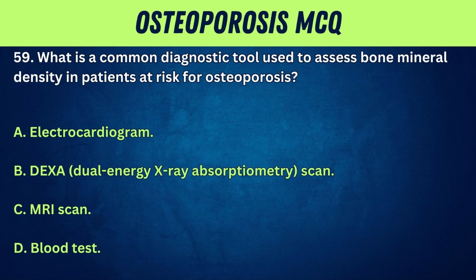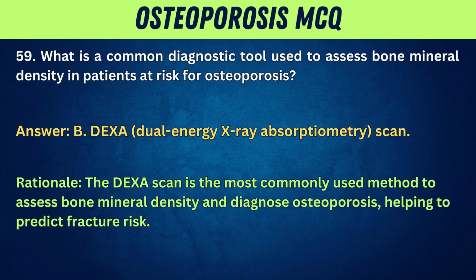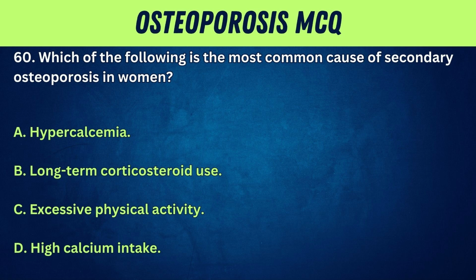59. What is a common diagnostic tool used to assess bone mineral density in patients at risk for osteoporosis? A. Electrocardiogram. B. DEXA, dual energy X-ray absorptiometry scan. C. MRI scan. D. Blood test. Answer. B. DEXA, dual energy X-ray absorptiometry scan. Rationale. The DEXA scan is the most commonly used method to assess bone mineral density and diagnose osteoporosis, helping to predict fracture risk.